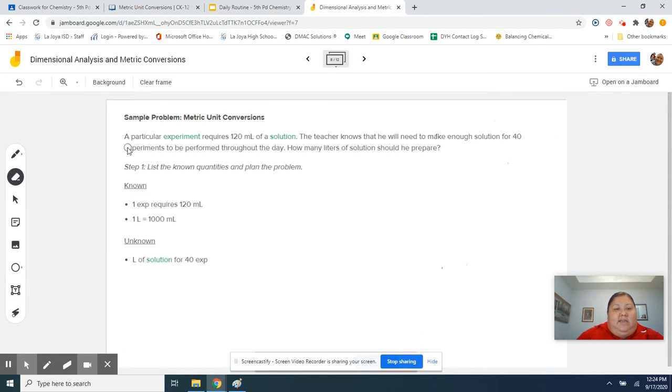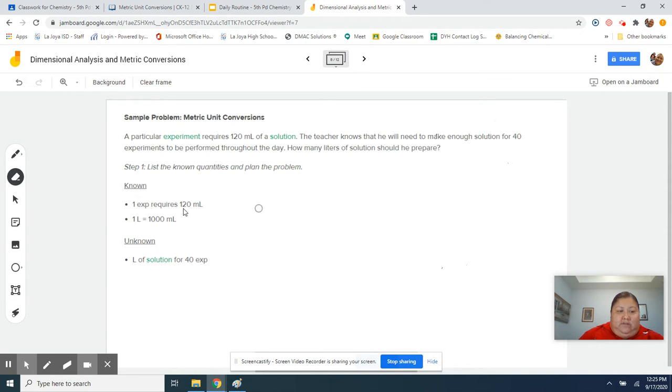So let's say our problem is that a particular experiment requires 120 milliliters of a solution. The teacher who is setting up this experiment needs to make up enough solution to do 40 experiments for the full day. So she starts to ask herself a question. How many liters do I need to prepare in order to provide for all 40 of her experiments?